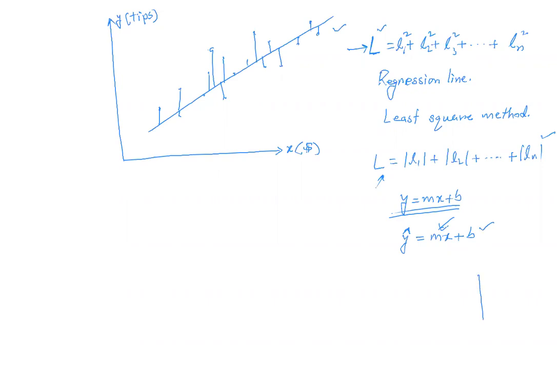Just to refresh your memory in case you have forgotten about the slope-intercept form of a straight line, which is y is equal to mx plus b. So if this is the straight line being represented by this, if it goes down, slope is negative. If it goes up, slope is positive. And b is the coordinate of this point, which is 0, b. That means the y-intercept. That is where the straight line intercepts the y-axis.